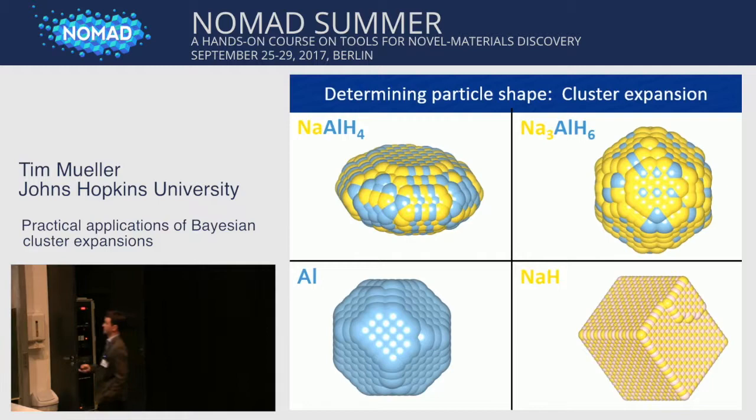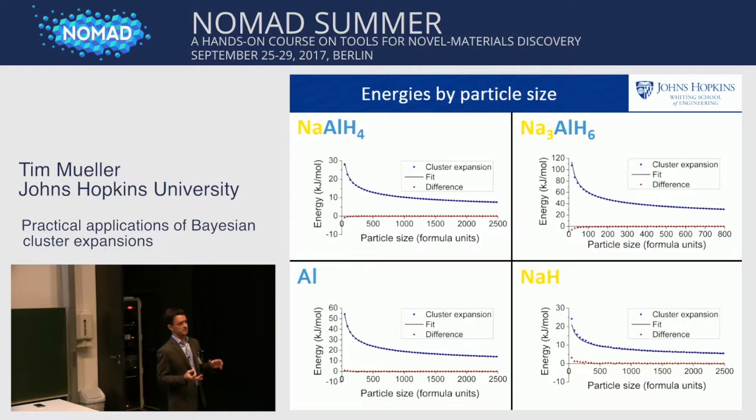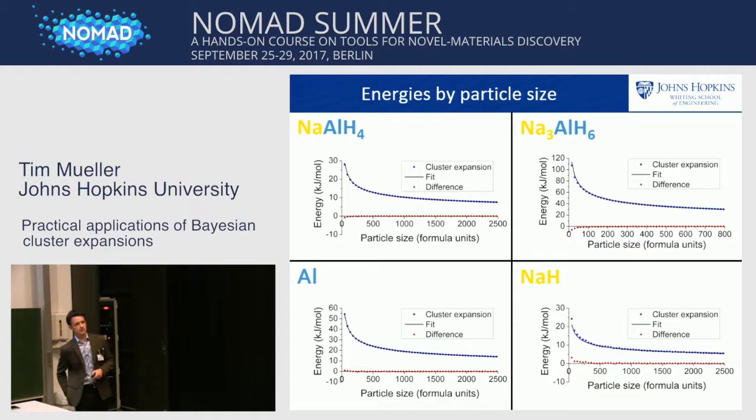And then once we have this, this basically gives us the average surface energy of these particles. We can add that into thermodynamic expressions for the free energies of the bulk systems, and now construct a phase diagram of what sodium alanate and its decomposition products look like as a function of temperature and particle size. And we get something that looks like this.